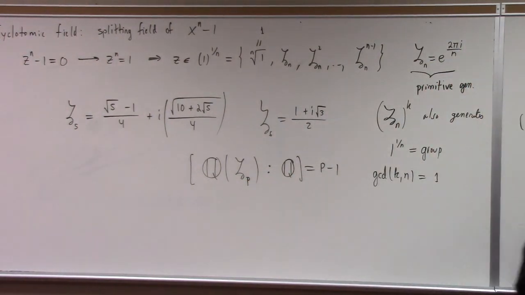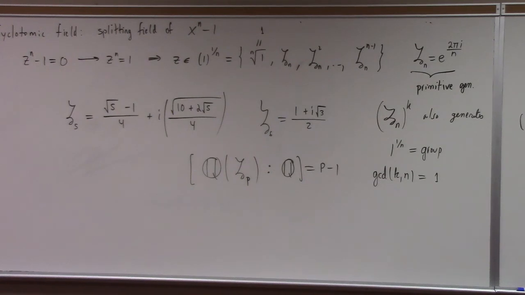Like this example right here, 4 is not prime, right? And is the degree of this 3? No, it's degree 2. So only when it's prime do we get degree p minus 1. When it's not prime, you can have that different zeros in the cyclotomic polynomial are linearly dependent over the rationals. Yeah.